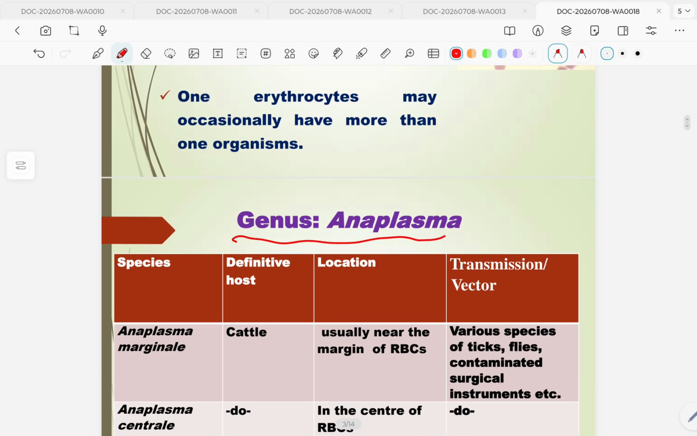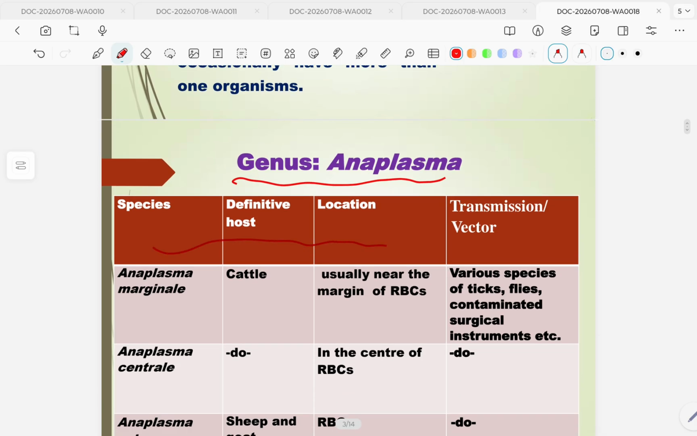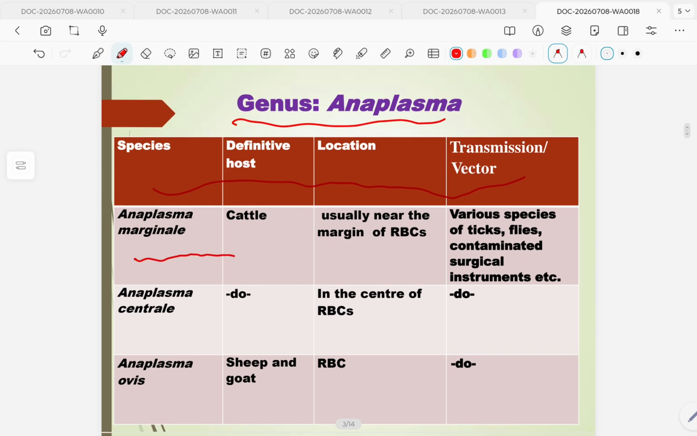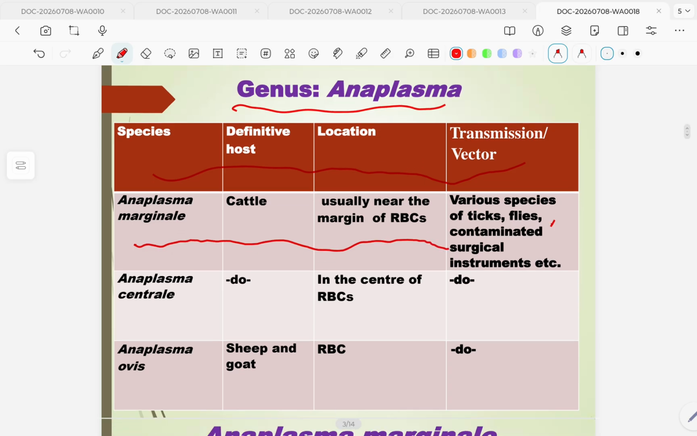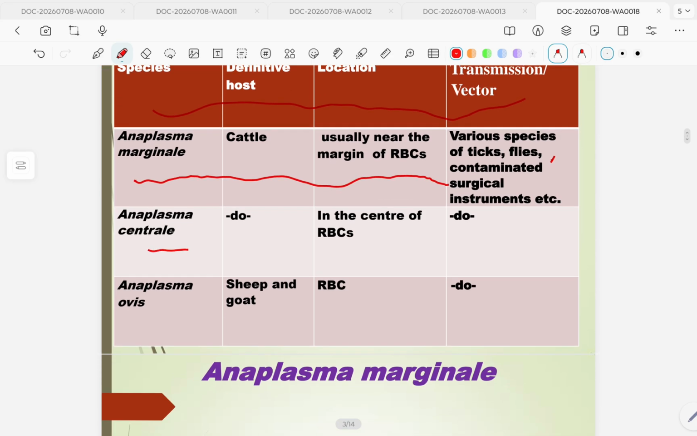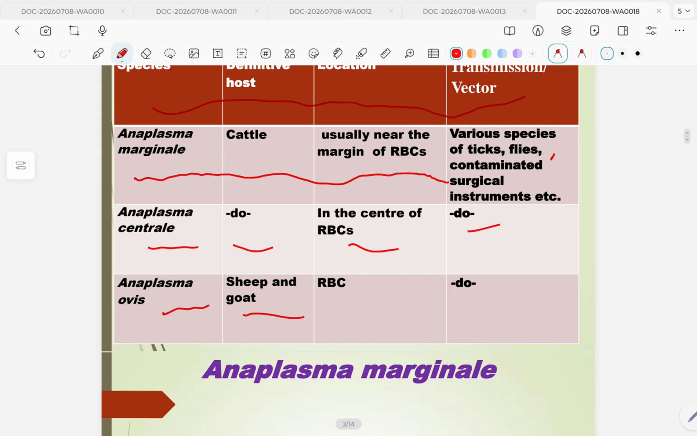Genus Anaplasma, species, definitive host, location, transmission or vector. Anaplasma marginale: cattle, usually near the margin of the RBC, transmitted by various species of ticks, biting flies, and contaminated surgical instruments. Anaplasma centrale: cattle, in the center of the RBC. Anaplasma ovis: sheep and goat RBC.